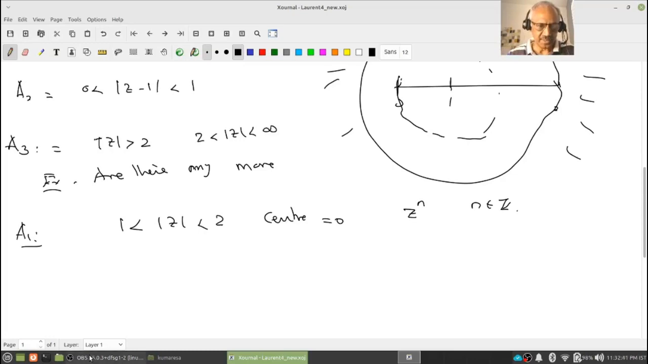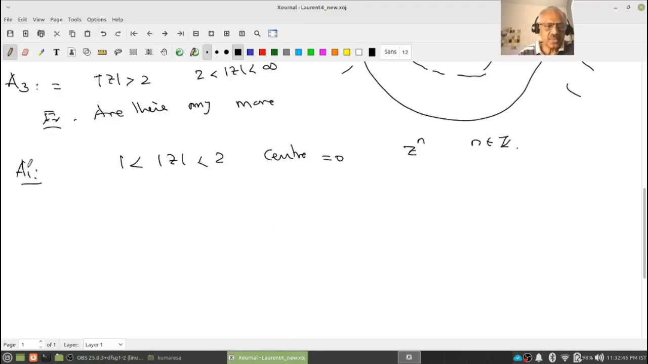Okay, let me just see whether I have screen share. Okay, so let us look at z minus 1. The function f(z), the first thing is, as I said, algebraic manipulations.